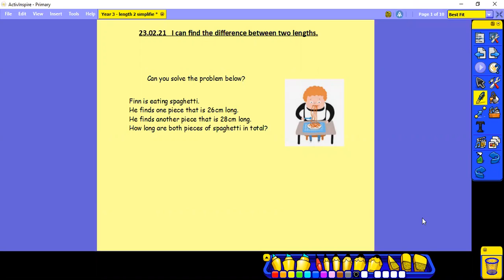So let's start by writing the short date and underlining, and then the learning objective: I can find the difference between two lengths, and underlining. So let's start with this problem.